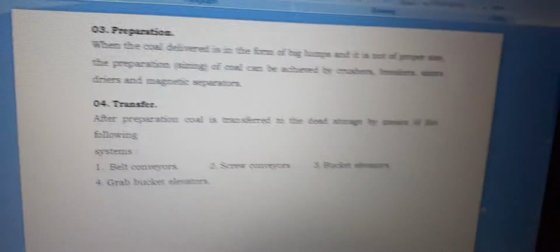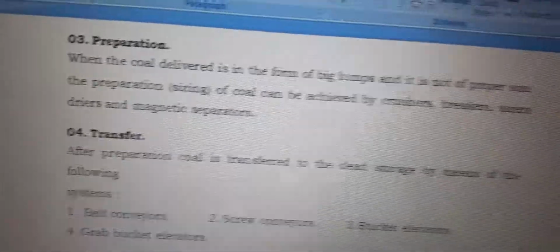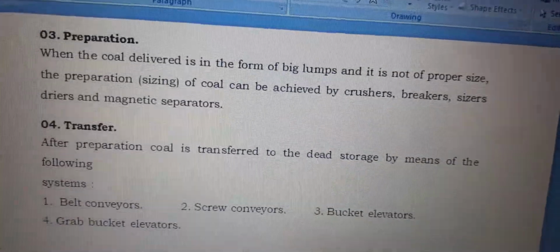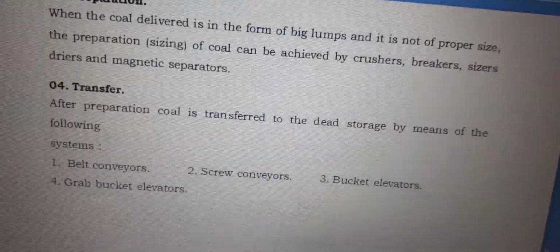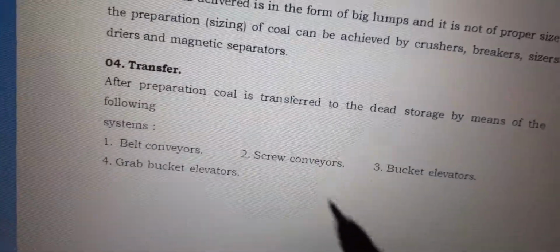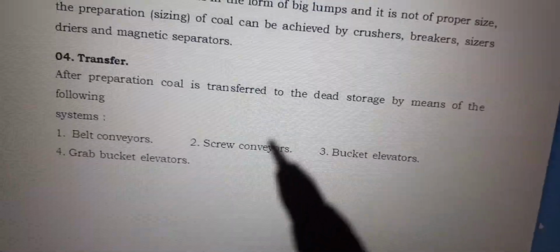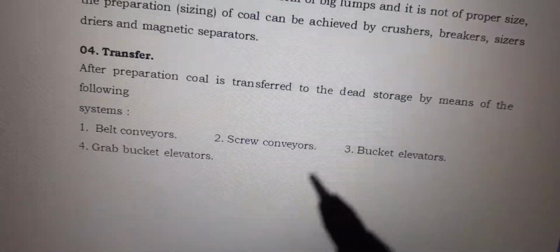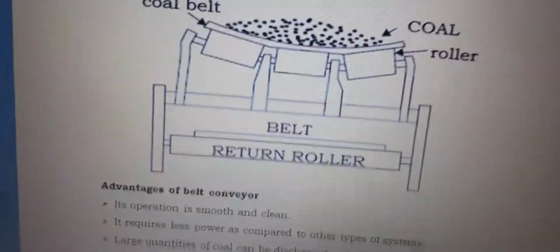And next, preparation. When the coal delivered is in the form of big lumps and not of proper size, the preparation of coal can be achieved by crushers, breakers, sizers, dryers, and magnetic separators. And transfer. After preparation, the coal is transferred to the dead storage by means of the following: belt conveyors, screw conveyors, bucket elevators, and grab bucket elevators.